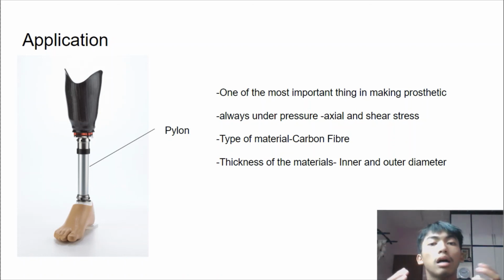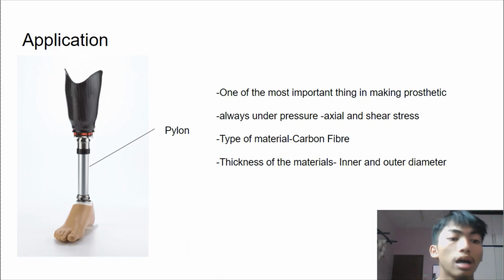By increasing the outer diameter and decreasing the inner diameter, the axial strength and the shear strength can be increased. Plus, carbon fiber can have its weight reduced, and therefore the comfort of the user can be increased. That's all for the application of our case study. Thank you.